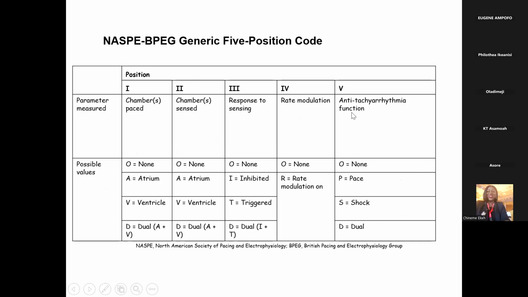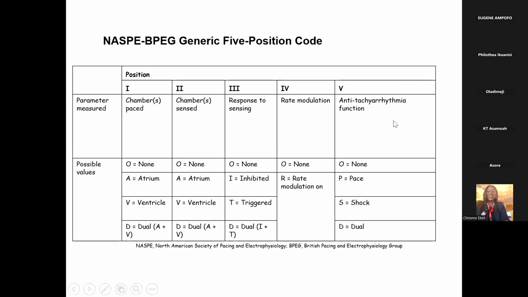table, this plan. So for the fifth column, it talks about multi-site pacing, or antitachycardia activity. So the fifth column, I want you to know, is for both antitachycardia function and multi-site pacing, okay? So I'll explain what those two mean.